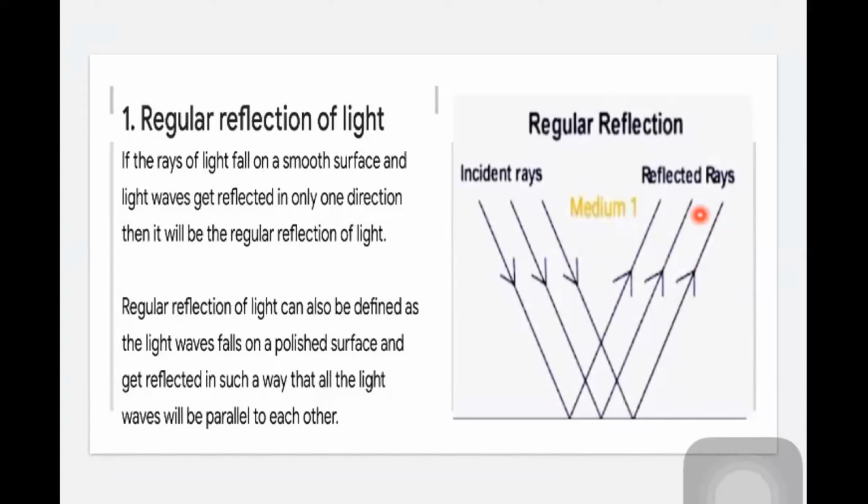Regular reflection can also be defined as the light wave falls on a polished surface and gets reflected in such a way that all the light rays are parallel to each other. So, in regular reflection, students, you have to remember that the reflected rays are always going to be parallel to each other. This is the reason why we perceive some objects are smooth, some objects are rough. Why? When the reflected rays of light are parallel to each other, definitely we perceive the object is going to be a smoother one.